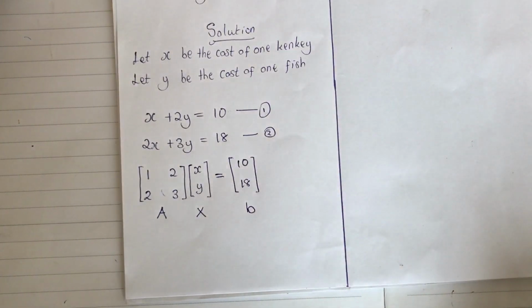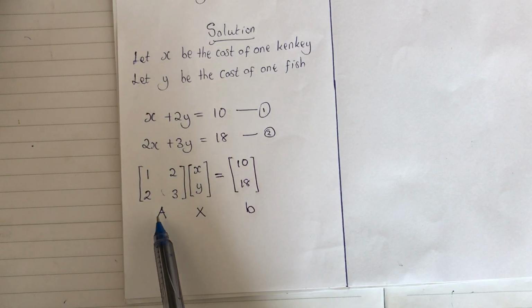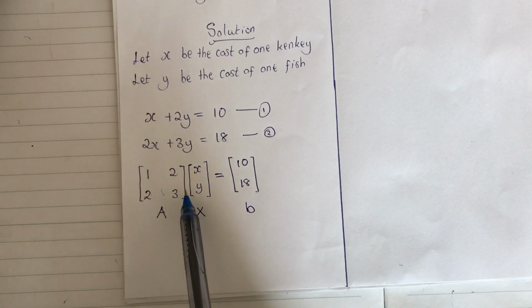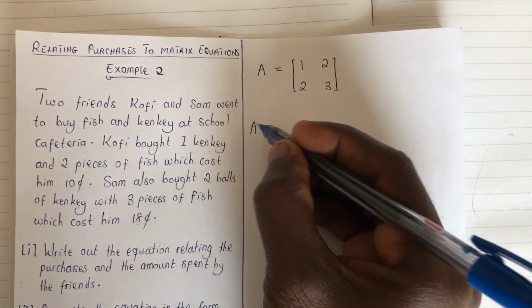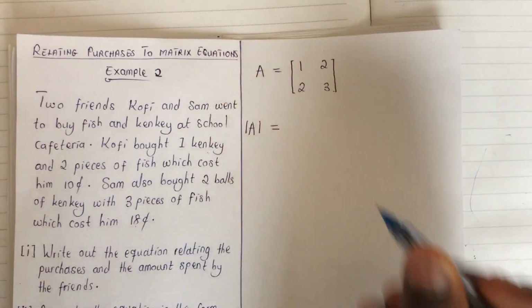So first we have to deduce the matrix A. The matrix A was 1, 2, 2, 3. Now the determinant of A, which is A determinant equals what?